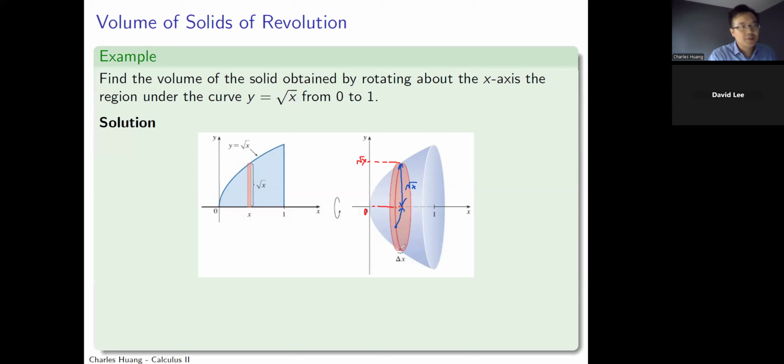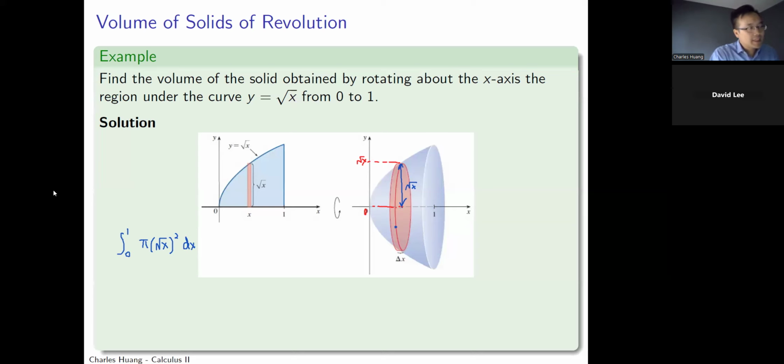Okay, so normally we don't draw that. When I do my integral, here the integral is from 0 to 1 of pi r squared. So pi, root x is my radius, and then square. And then we're going to do dx. And that's fairly straightforward.